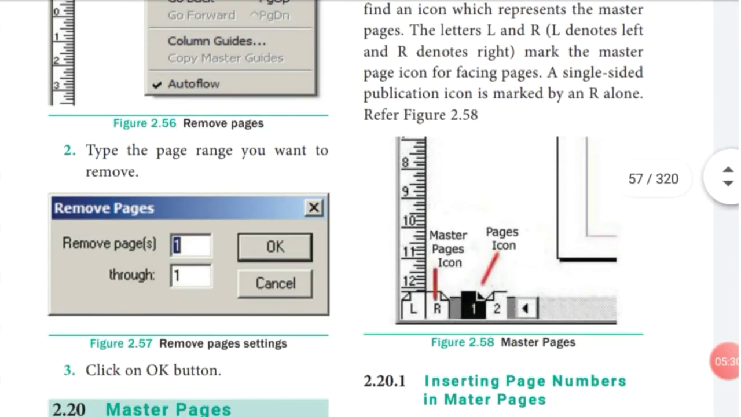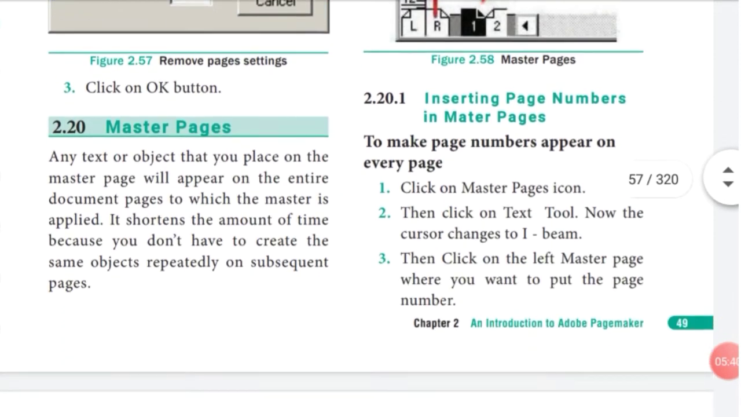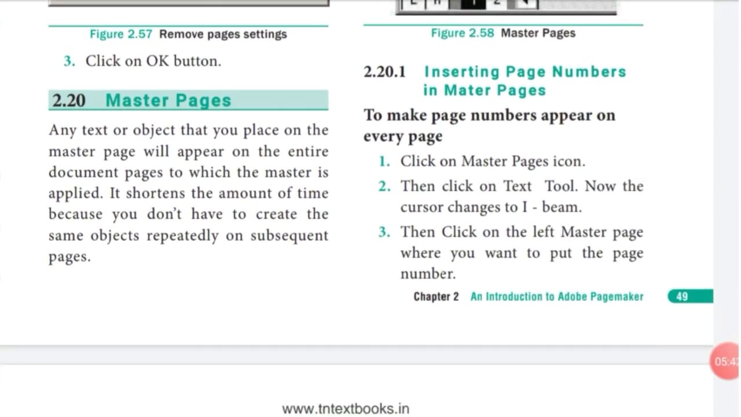This is the scale marking. Here the master page icon R is there, and page icon 1 is there. Inserting page numbers in the master page makes the page number appear on every page. Click on the master page icon, then click on the text tool. Now the cursor changes to an I-beam. Click on the left margin page where you want to put the page number.